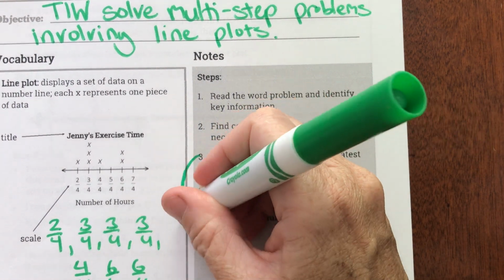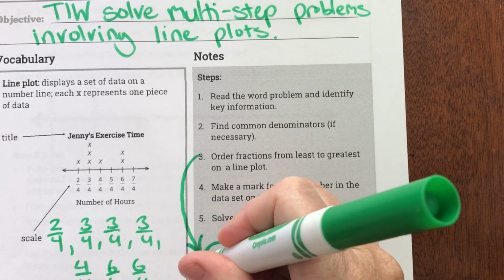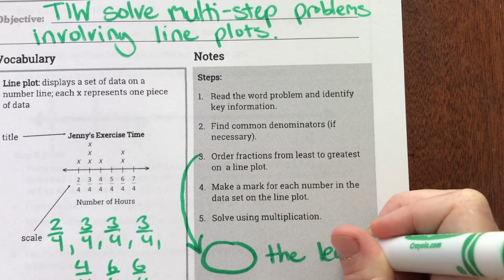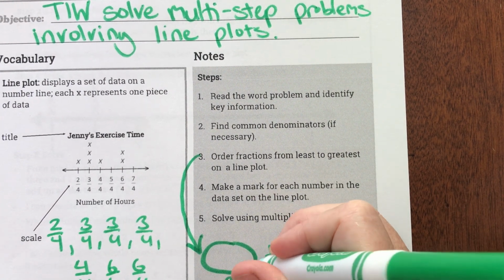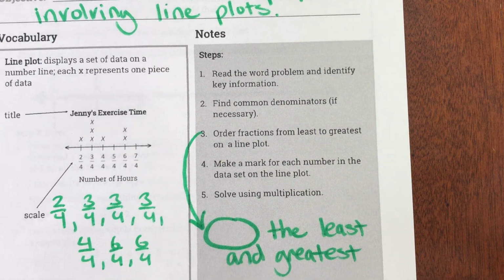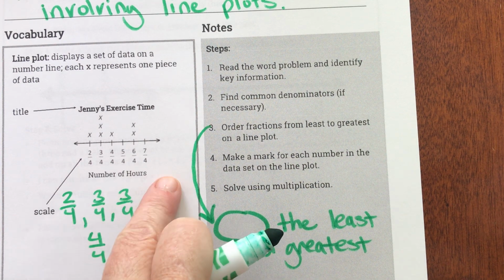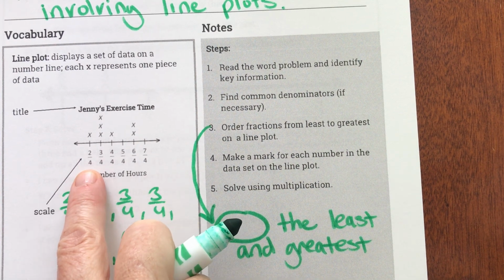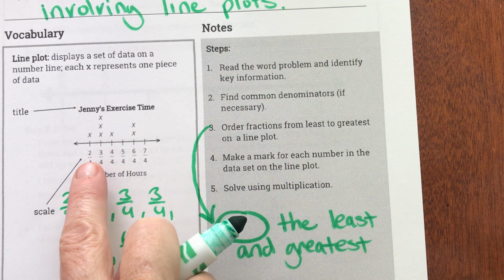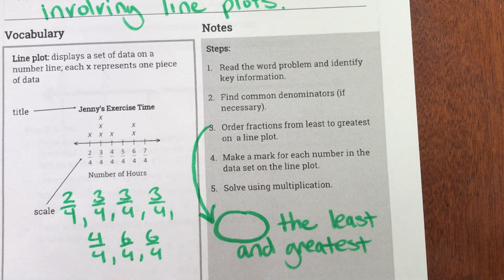This one I tend to do a little bit different when I solve these. I usually just like to circle the least and greatest. The reason I circle the least and the greatest is it tells me when I make my number line, what needs to be my smallest number and what needs to be my largest number. So, and then I kind of order them as I put them there, but this is how I attack step 3.